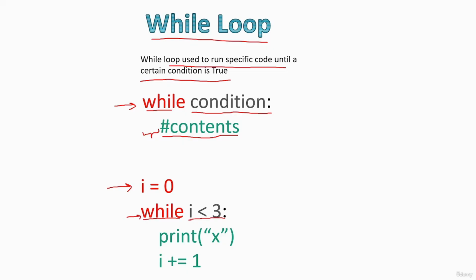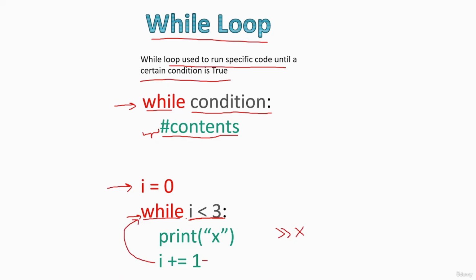First, Python will check whether this condition is true or not. Since i is equal to 0, it is less than 3. So the condition is true. Then Python will run the content. It will print text. Then it will add 1 to the existing value of i. Now again it will go to the beginning.